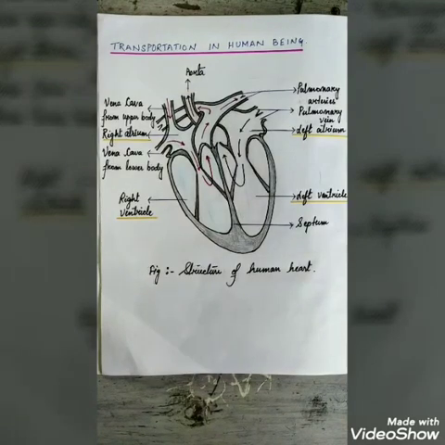As the blood enters the heart twice in one cycle, this condition is also known as double circulation.